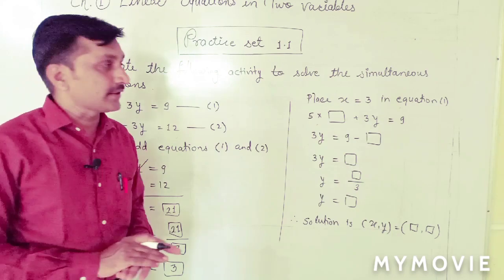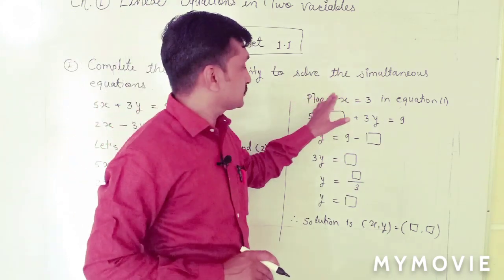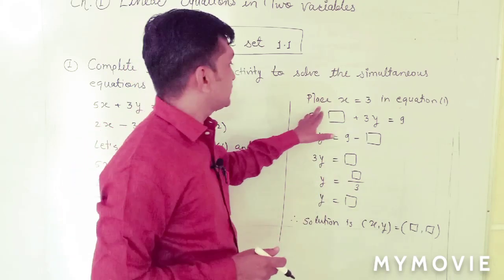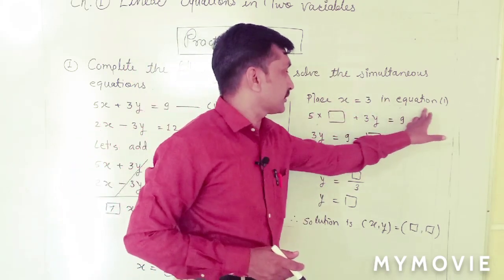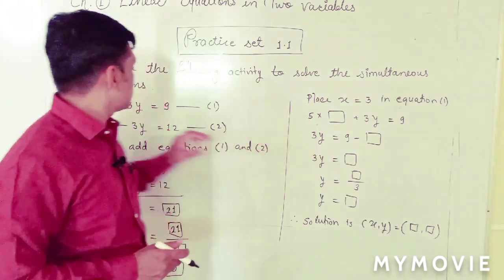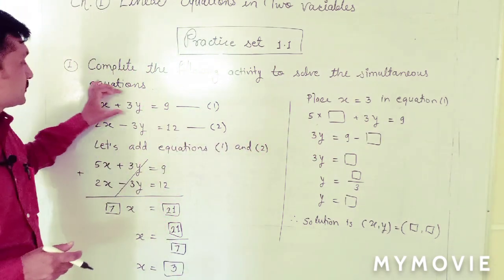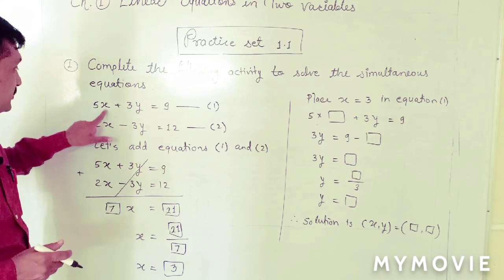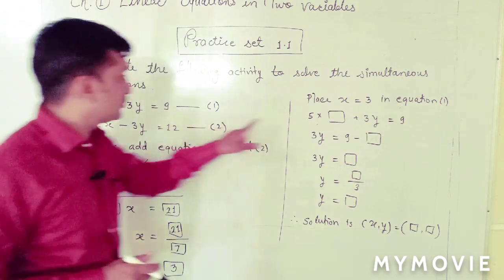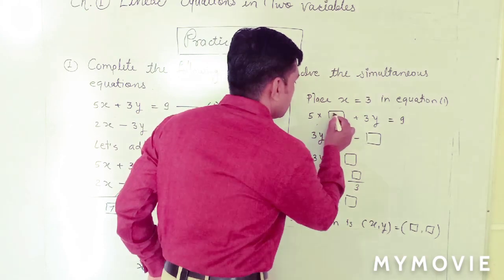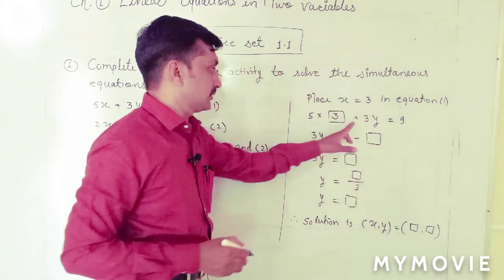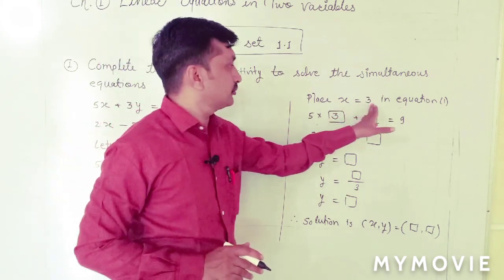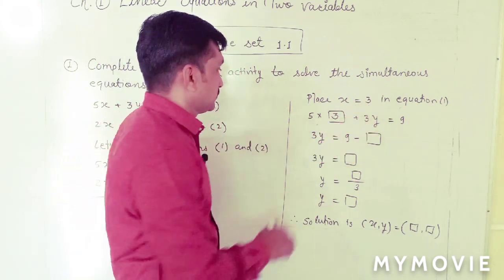Now we want the value of y. For that, place, or sometimes put, or we can write substitute, x is equal to 3 in equation 1. Now equation 1 is here: 5x plus 3y is equal to 9. We have to place the value of x here, meaning 5 multiplied by 3 plus 3y is equal to 9. We placed the value of x here.